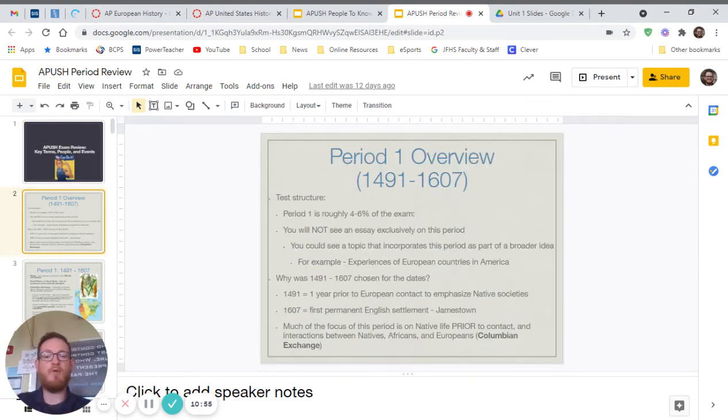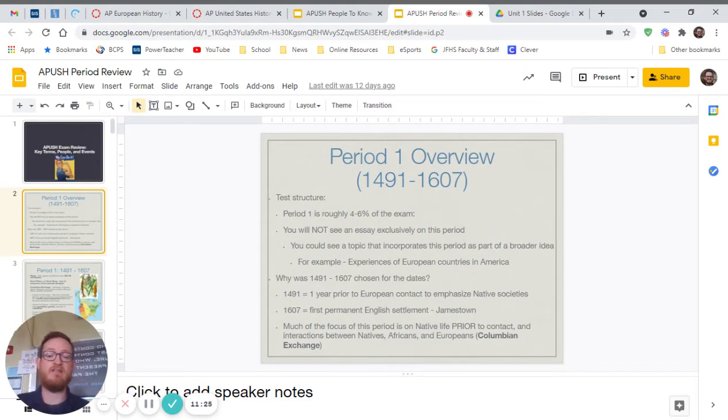So, period one overview. This covers the period from 1491 to 1607. Now, why did they have the year 1491? We all know Columbus showed up in 1492. Well, the reason they did that was to emphasize the native societies that were already here, because you already had very complex societies here of Native Americans, and they want to include that as part of the story of what would be the future United States.